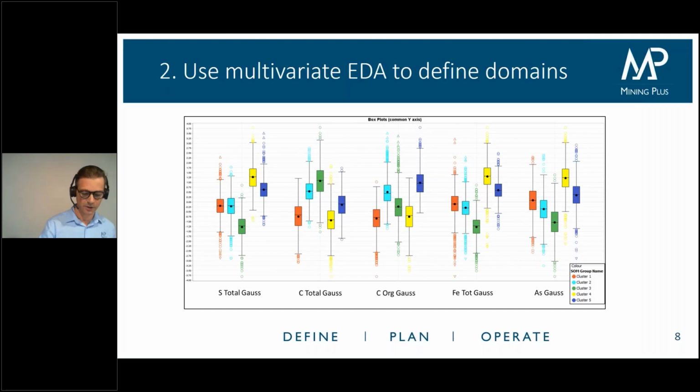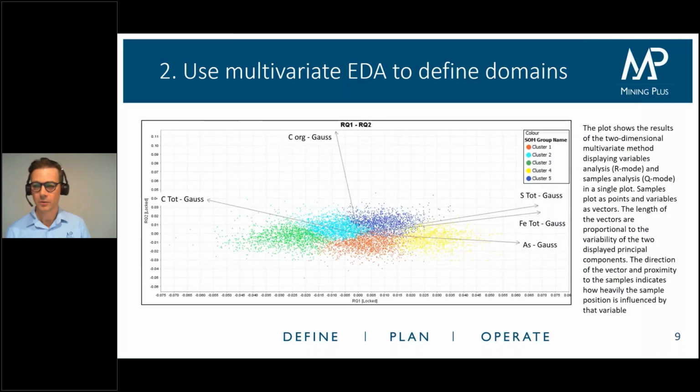Another way that we used to validate this output was a principal components analysis biplot. So here's an example of one of those. The samples are represented as points on the plot and colored by the cluster that they belong to. And the vectors on the graph represent the variables. The length of the vectors is proportional to the variability of the 2 displayed principal components, which are the 2 axes in this case. And the direction of the vector and proximity to the samples indicates how heavily the sample position is influenced by that variable.